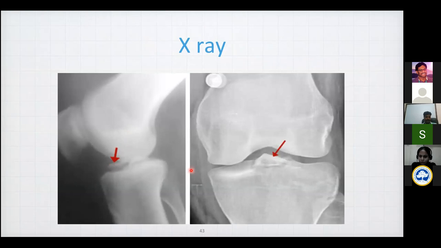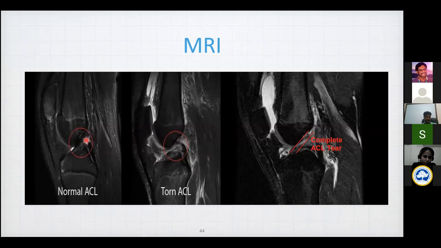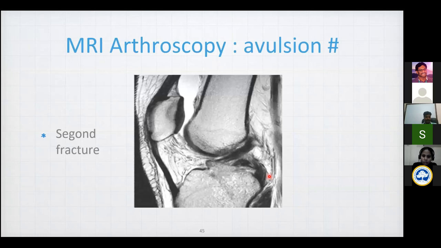So, X-ray, we can see a bony chip coming out, avulsion fracture, mostly known as Segond's fracture. The tibial plateau, anterior tibial spine, it has come up. We can see here also. This is an MRI. This is a normal ACL. You can see it is coursing from posterior to anterior, spiral. Here, white substance. You can see there is ACL tear, torn ACL, a complete rupture.